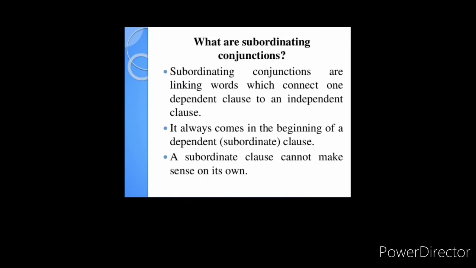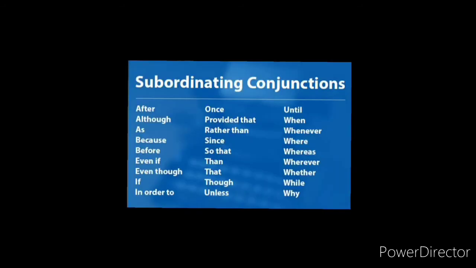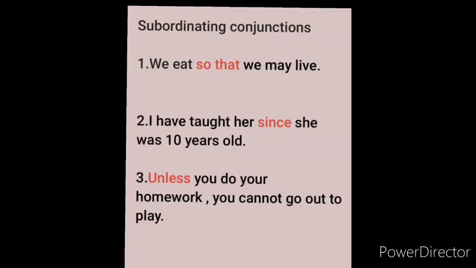And the last and the most important thing is that a subordinating clause can't make sense on its own because it requires another clause to make complete sense. Fine, students. So, this is what subordinating conjunctions are. Like when, who, because, till, since, so that, unless, if. Okay, so these are examples of subordinating conjunctions. Now students, let's understand subordinating conjunctions with some examples.